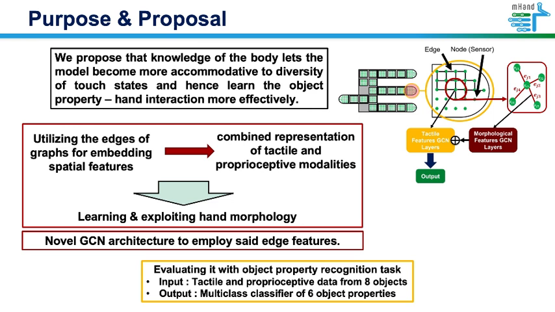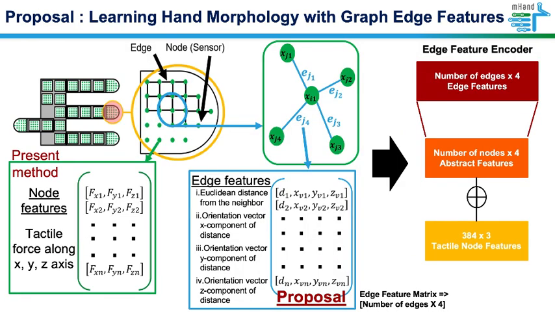Hence, our input to the models is the proprioceptive and tactile data of 8 objects, and our output is a multi-class classifier of 6 object properties. The proposed spatial edge features are simply the Euclidean distance between the target node and its neighbor and the orientation vector of this Euclidean distance, as you can see in the blue box. These edge features can be embedded into node feature space using an edge feature encoder, which is a single layer perceptron, and then they can be used for graph convolution operations.